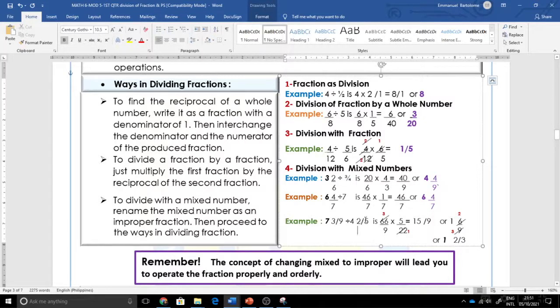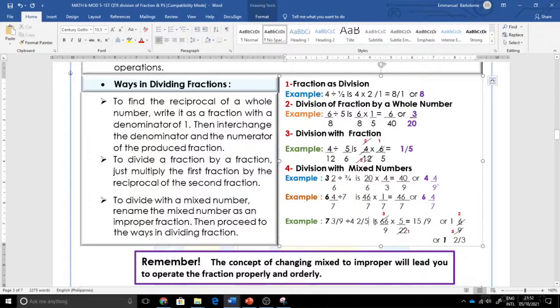So, that is 22 over 5. Improper pa lang po iyon. Then, getting the reciprocal, it will become 5 over 22. Remember, changing it to improper is not the reciprocal. 5 times 4 is 20 plus 2.